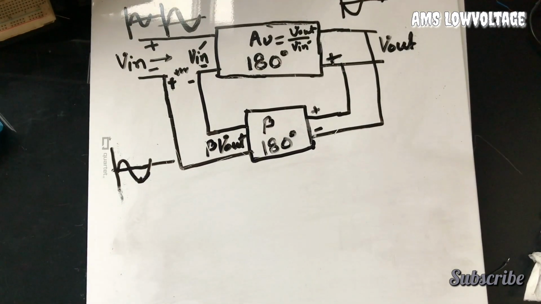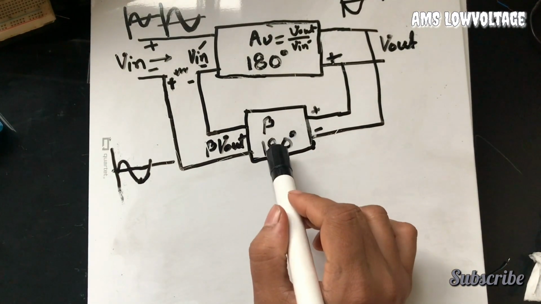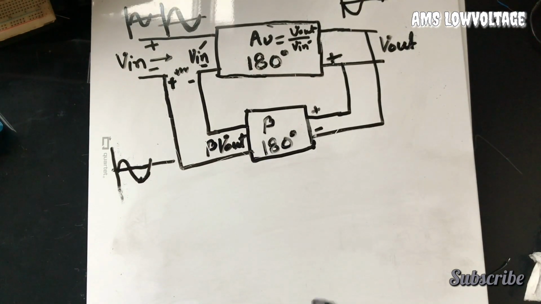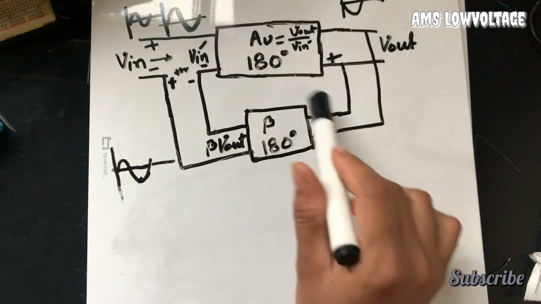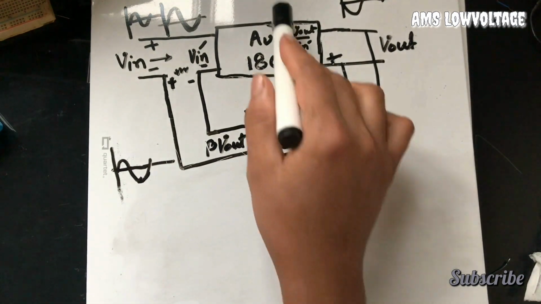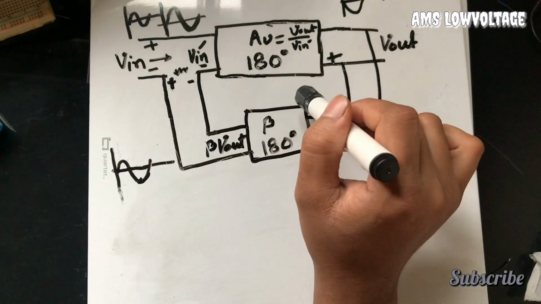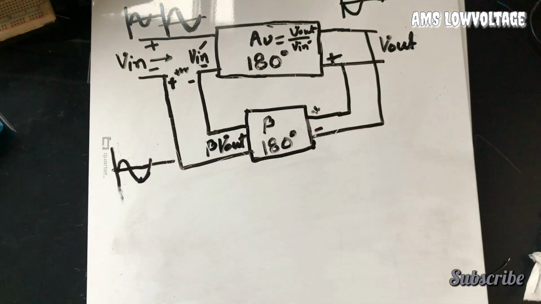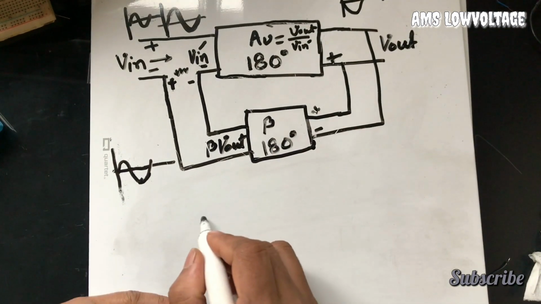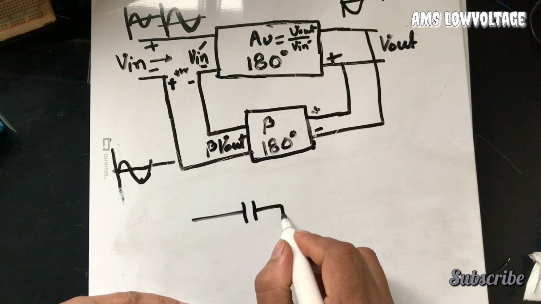Let's talk about this positive feedback loop circuit. How can we make a 180-degree phase shift for a circuit just like this? Alright, we can use another common emitter amplifier with 180-degree phase shift, or we can use an RC phase shift high pass filter circuit just like this.